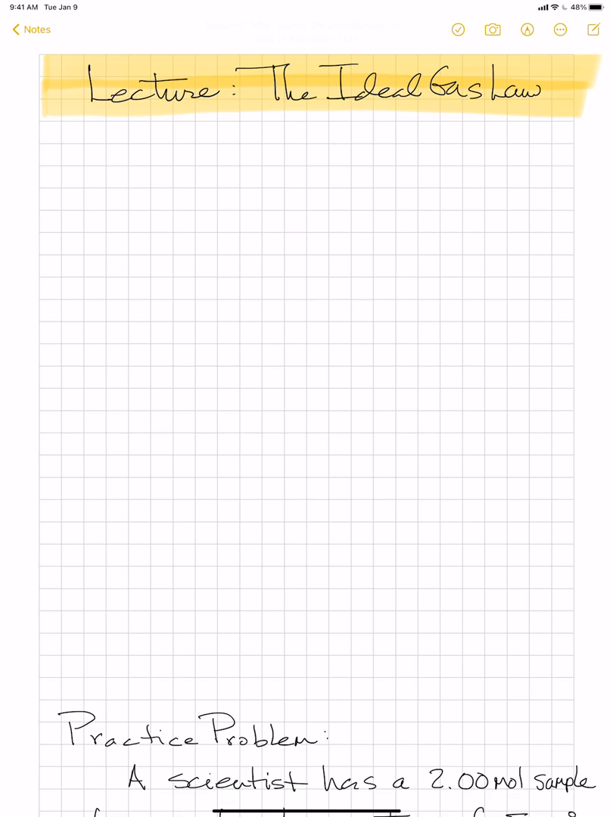All right, guys, welcome to our final lecture on gas laws. This is the ideal gas law. So let's first just give you that formula and make sure that you know what the variables represent. PV is equal to nRT, okay?